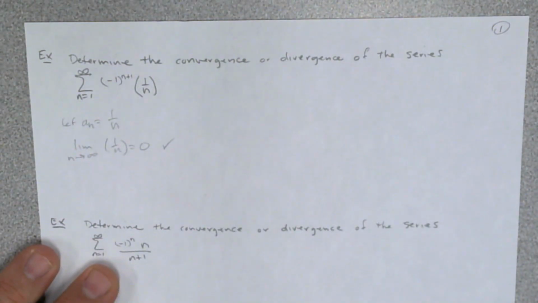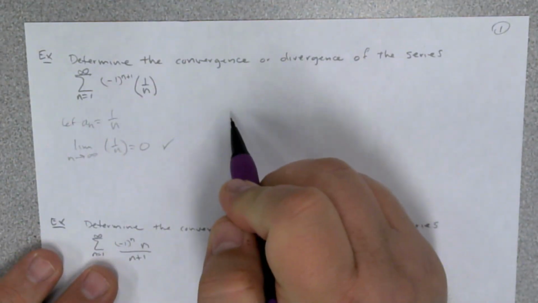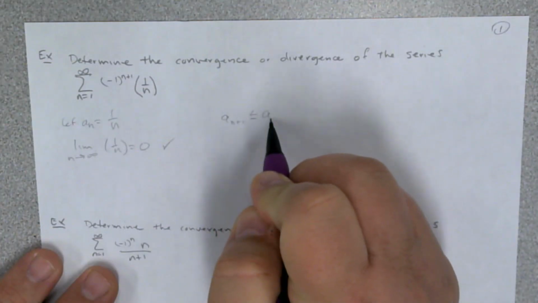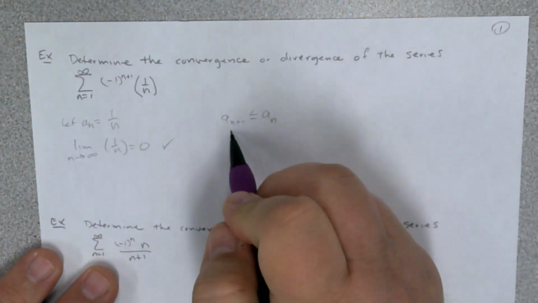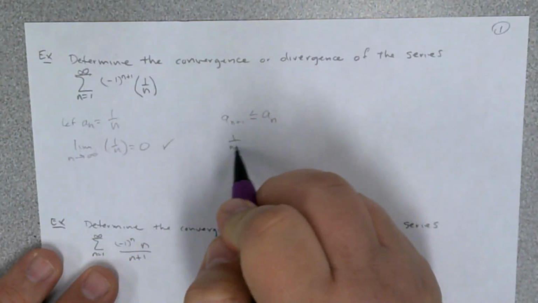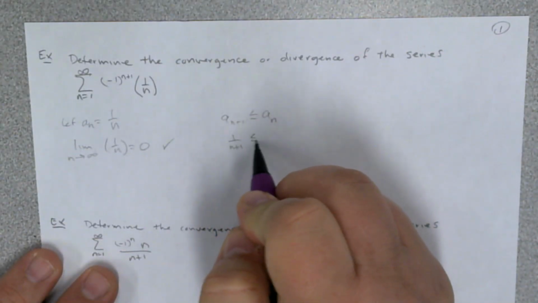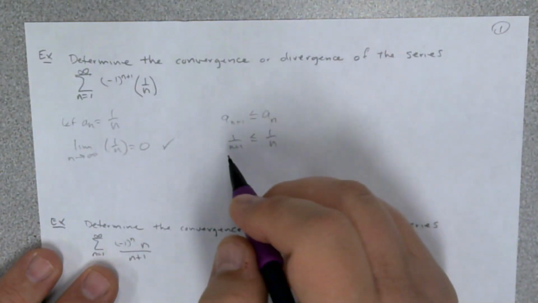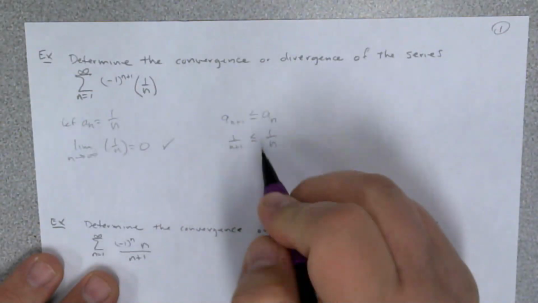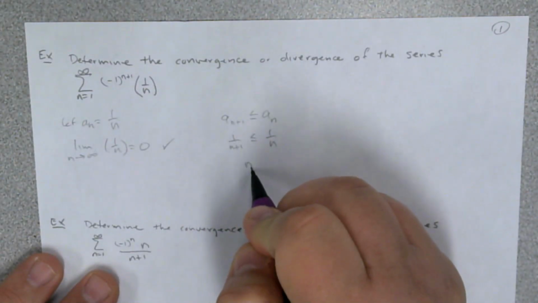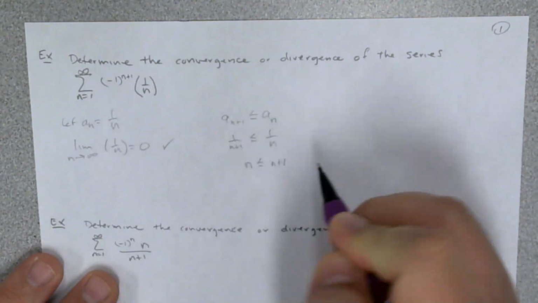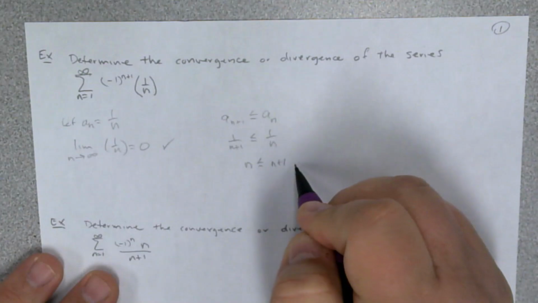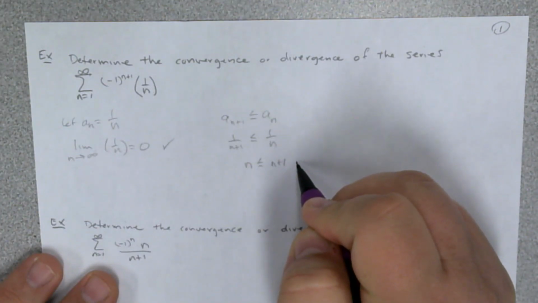Okay. We need to verify that the next term is less than or equal to the previous term. So the next term here would be 1 over n plus 1. Is that less than or equal to 1 over n? And you can do a check here. It is, but you can do a cross multiply check. And so therefore, sure enough, this one is indeed true.